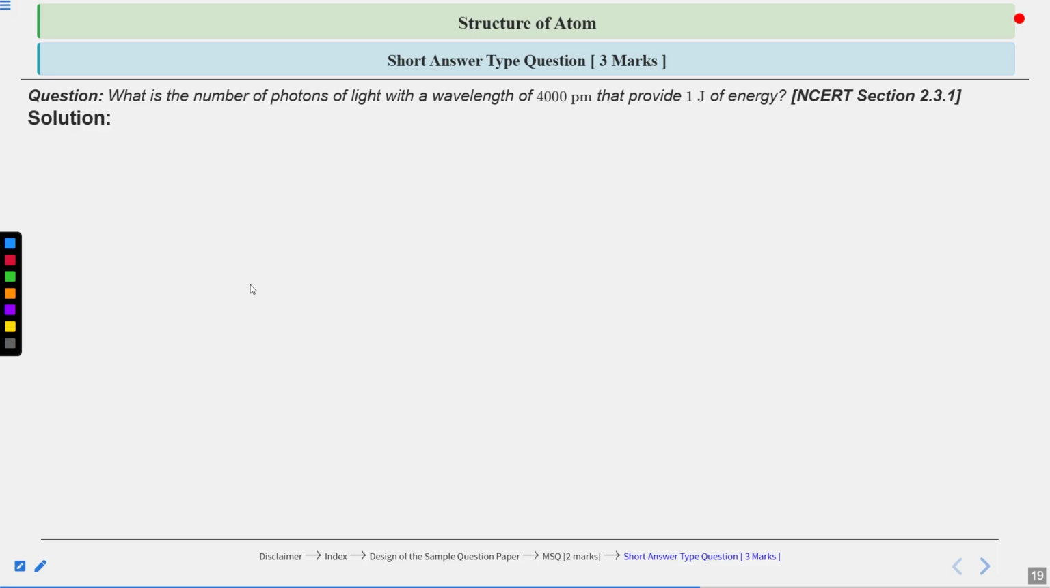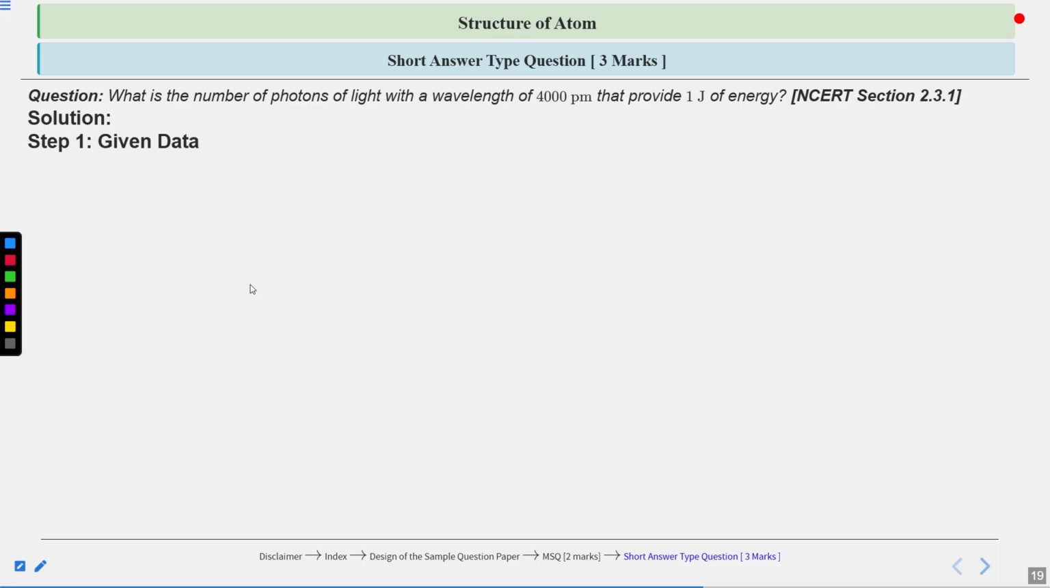So first, let us try to understand the question. The question is saying that you have a light, and that light has a wavelength of 4000 picometer. Now you have to determine how many photons of this given wavelength you will take so that the total energy becomes equal to 1 joule. So this is from the NCERT section 2.3.1. How will we do it?